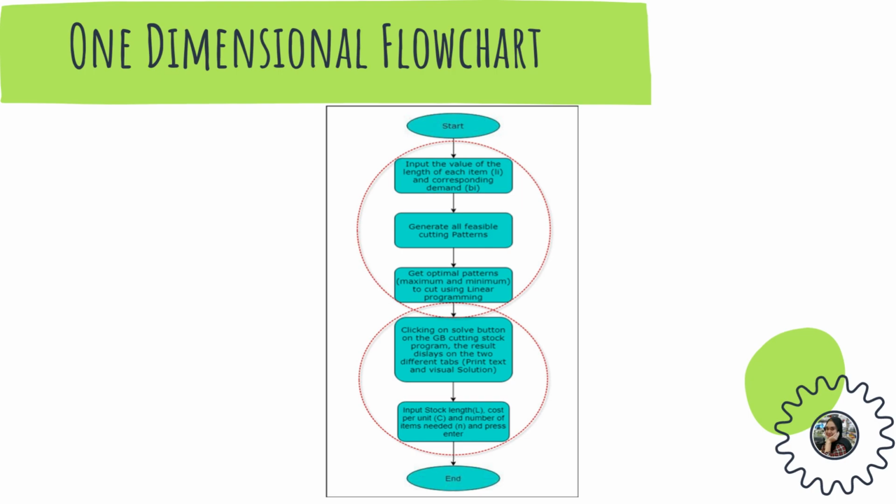The optimal cutting pattern, maximum and minimum, is then chosen by solving the linear programming model, which reduces the total remaining pattern. Next, the results are shown on two separate tabs that include the text solution and the visual solution by clicking on the cutting stock program button.